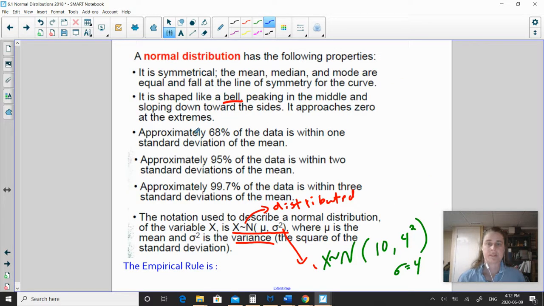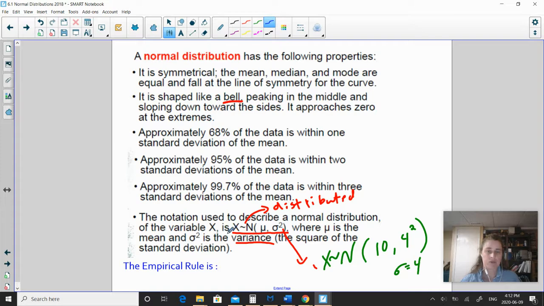So there are some properties that I want to point out about the normal distribution. It is symmetrical about your mean. So your mean, median, and mode are equal, and they follow the line of symmetry for this curve. It's shaped like a bell, peaking in the middle and sloping down towards the sides, and approaches 0 at your extremes, your right tail and your left tail. Approximately 68% of the data is within 1 standard deviation of the mean, 95% within 2 standard deviations, and 99.7% within 3 standard deviations. That's what we just covered.